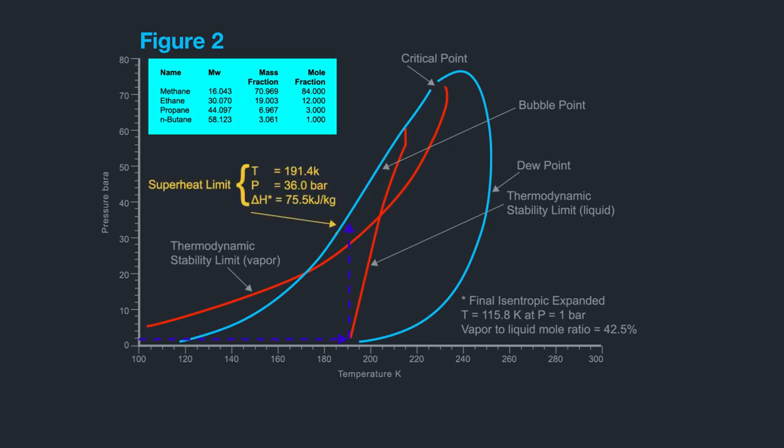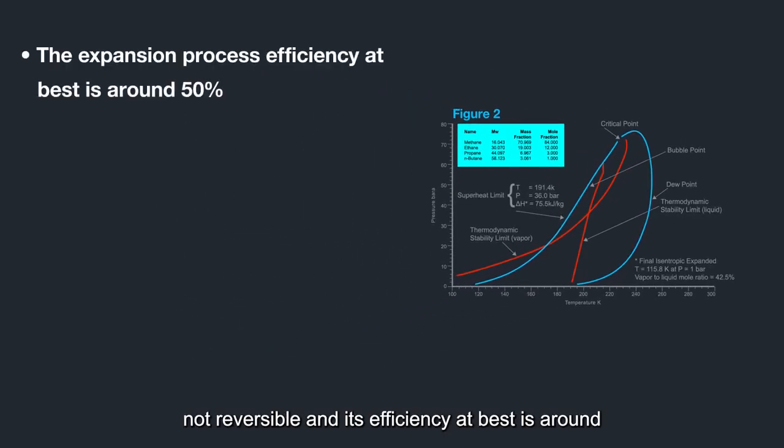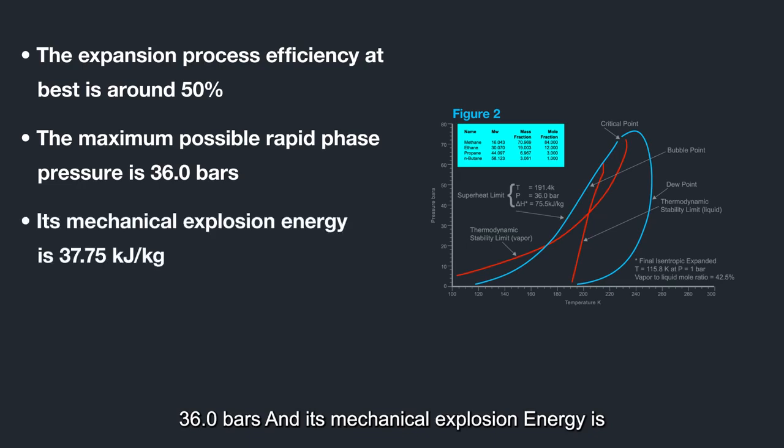is 1 bar. If we assume that the expansion process is reversible, or isentropic, the LNG mixture will expand to 1 bar and exert 75.5 kilojoule per kilogram in mechanical work, or energy that can be used to create overpressure, i.e. explosion energy. As mentioned earlier, the expansion process is not reversible, and its efficiency at best is around 50%. As a result, the maximum possible rapid phase pressure that the LNG mixture can reach is 36.0 bars, and its mechanical explosion energy is 37.75 kilojoule per kilogram.